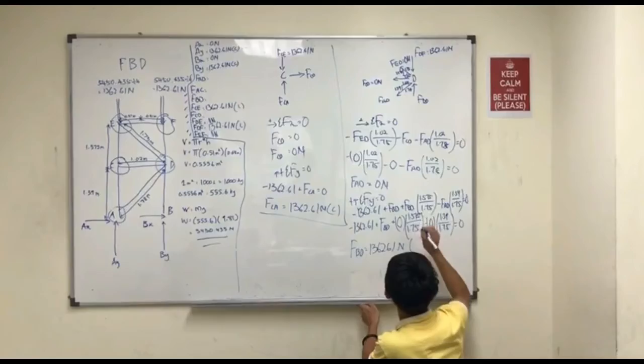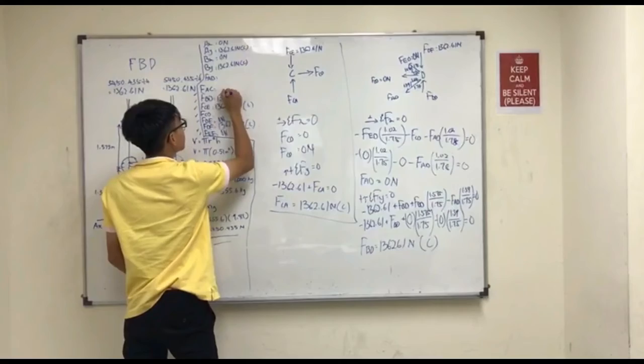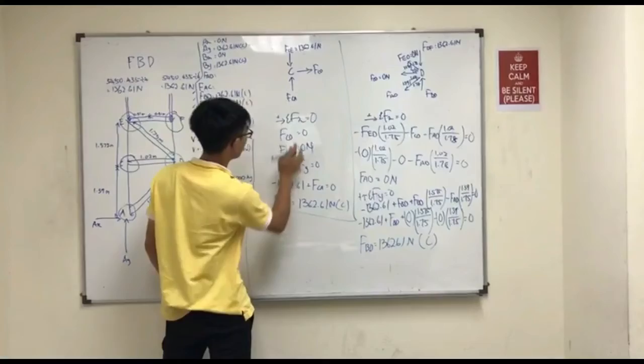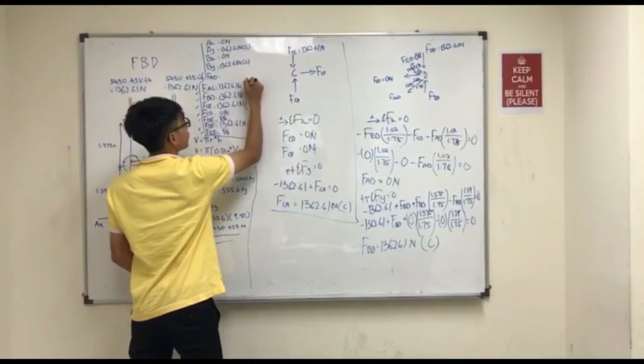So here FBD is 1362.61 compressed, CD is a zero force member, AC is 1362.61 compressed, and AD is 0.